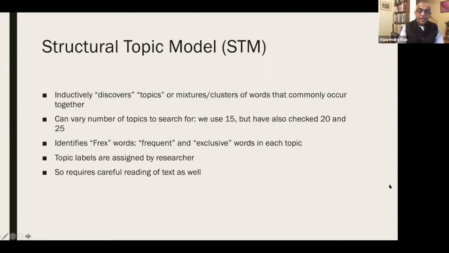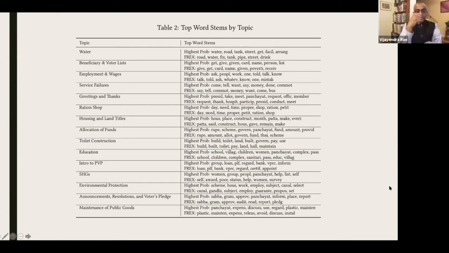So let's look at what we got. You can see the topics, the clusters of words that came together. Look at the first cluster. The highest probability words were water, road, tank, street, facility, arrange, get. The FREX words were road, water, fix, tank, pipe, street, drink. Let's take another one. Let's take service failures.